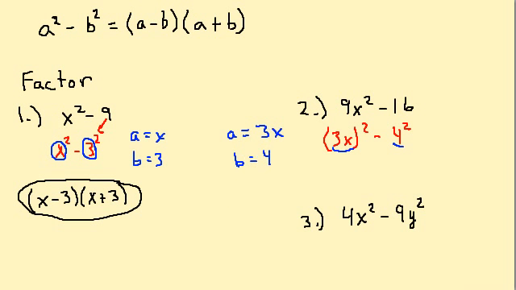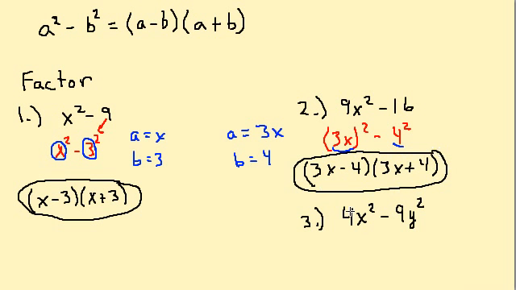So plugging these values into the formula, I get 3x minus 4 times 3x plus 4. And there's my answer.